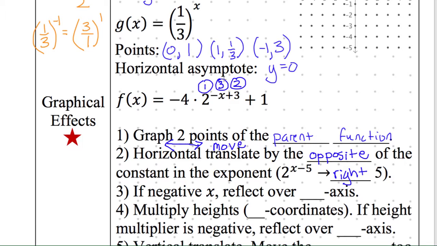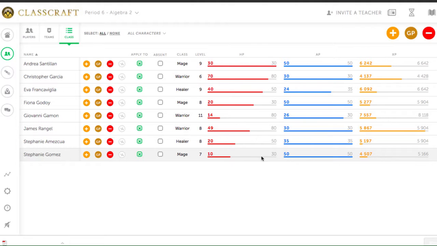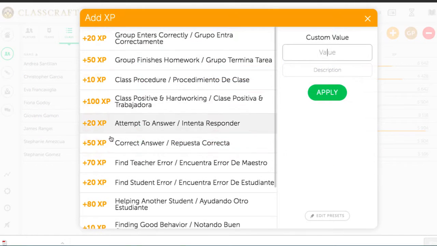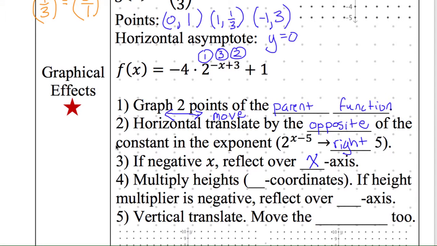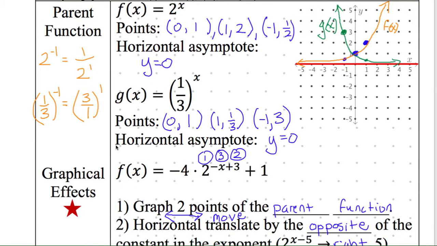But sometimes I do have a negative x, then I'm going to reflect over, take a guess, quiet raised hand, x or y, you got a 50-50 chance. Quiet raised hand, Gio. Guess again. X. I said that the first time. Good job, Gio.